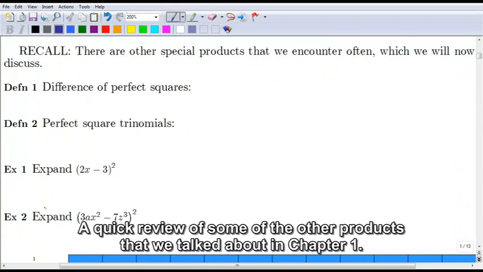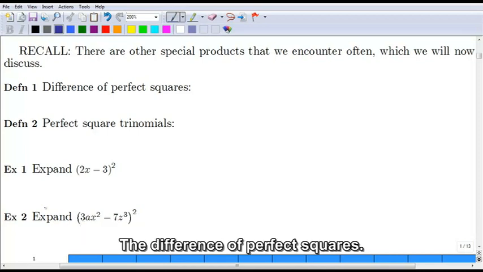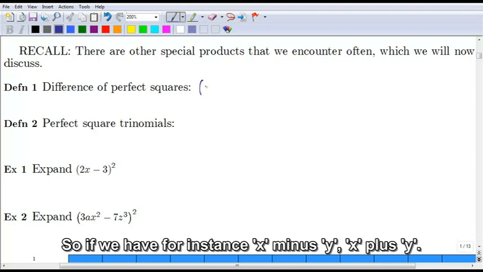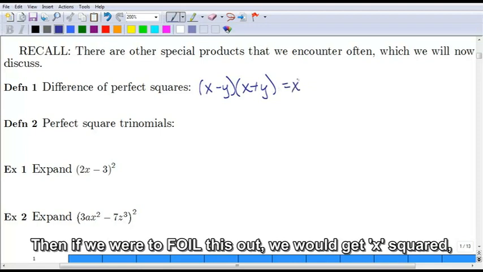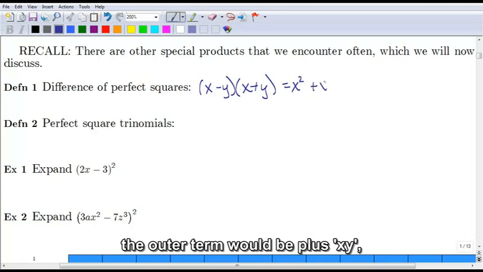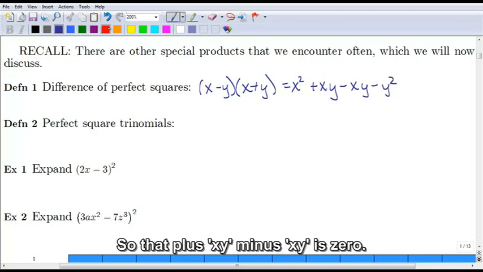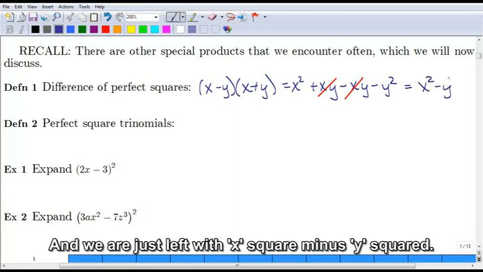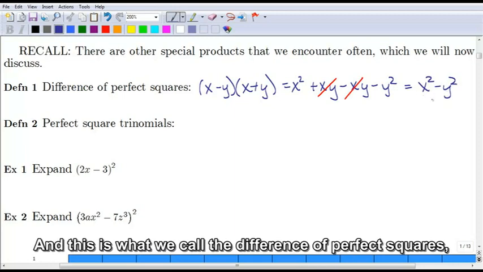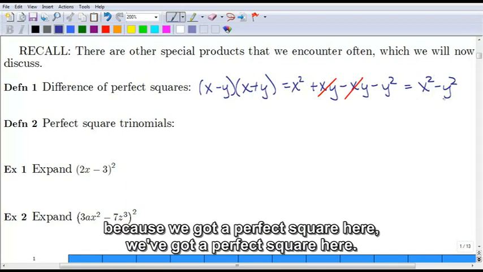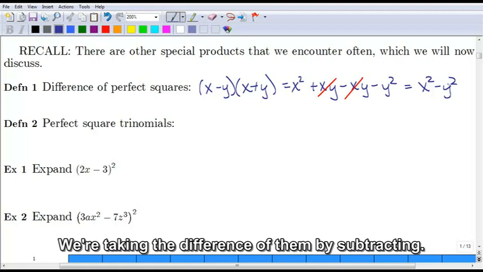A quick review of some of the other products that we talked about in chapter 1. The difference of perfect squares. So if we have, for instance, x minus y times x plus y, then if we were to FOIL this out, we would get x squared. The outer term would be plus xy, the inner term would be minus xy, and then the last term would be minus y squared. So that plus xy minus xy is 0, and we are just left with x squared minus y squared. And this is what we call the difference of perfect squares, because we've got a perfect square here, we've got a perfect square here, and we're taking the difference of them by subtracting.